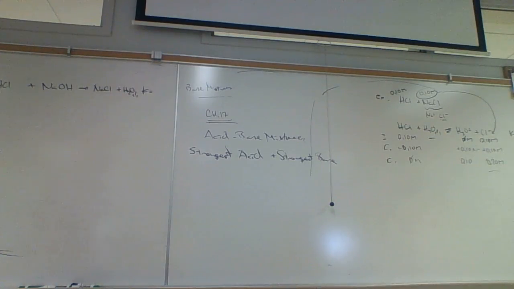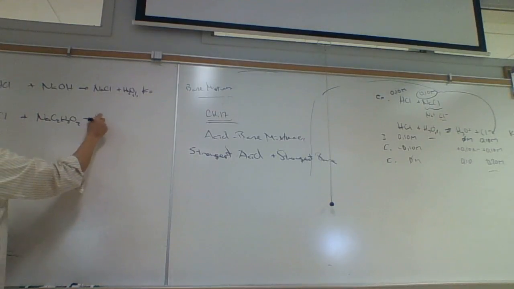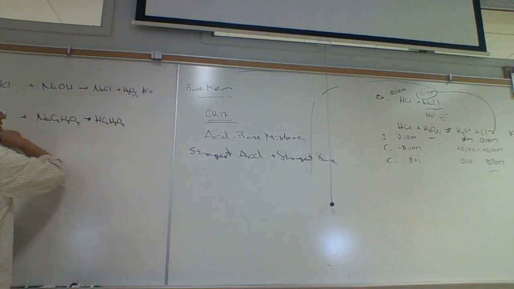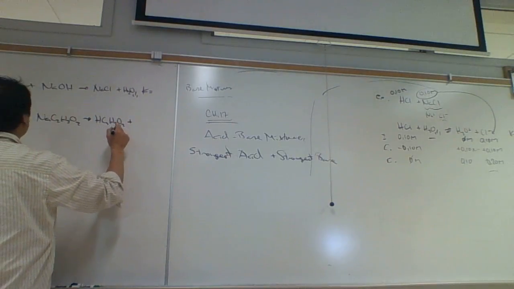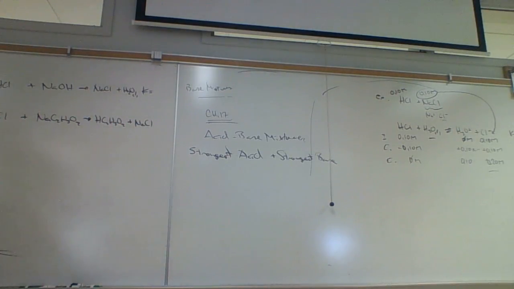The way you can figure it out is think about this. This is strong acid plus a strong base. This is strong acid plus a weak base. Sodium acetate, acetate's a weak base. And so this is going to form acetic acid, which is a much weaker acid than HCl, and sodium chloride. This is the driving force for this. And then we have HCl plus H2O liquid. How strong of a base is H2O liquid?